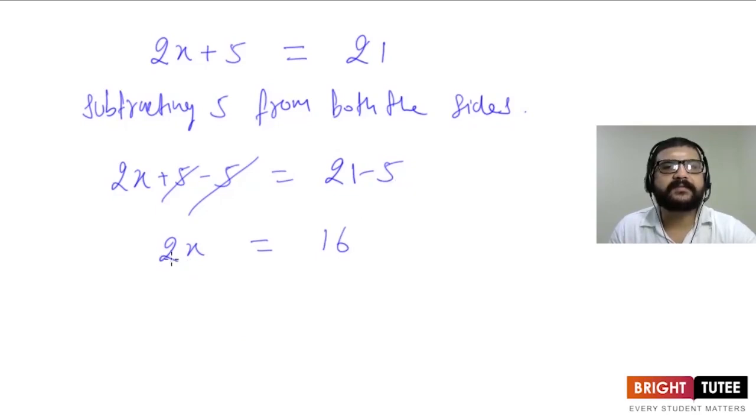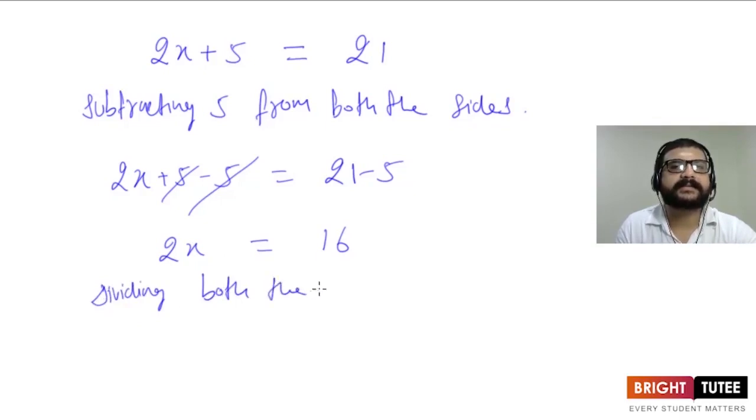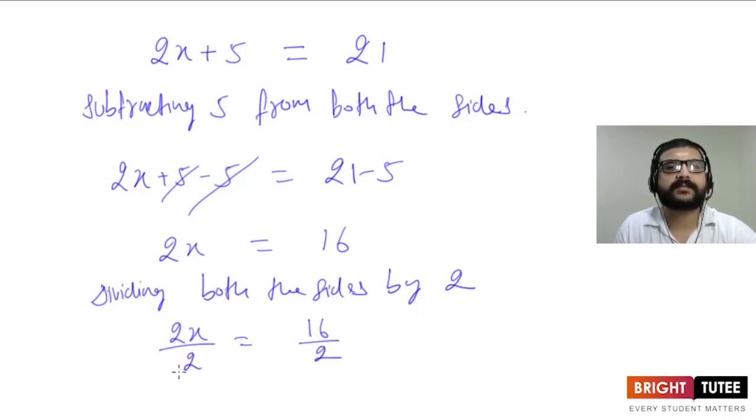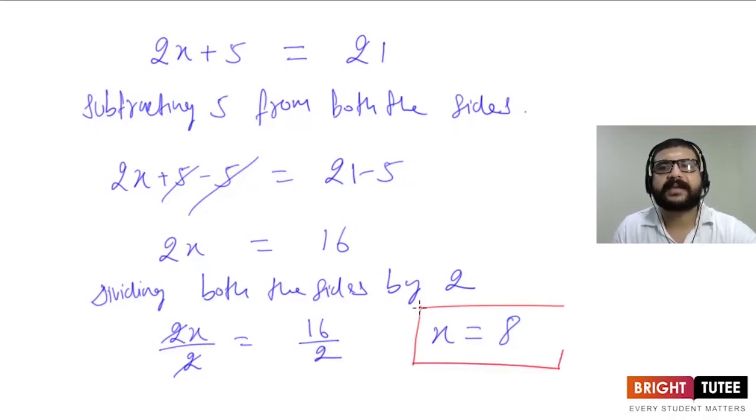Now we have to get rid of this 2 written with x. What we can do for that? We can divide both the sides by 2. Now this will give us 2x upon 2 is equal to 16 upon 2. Now 2x upon 2, we can cancel this 2 with this 2. We will get x is equal to 16 upon 2, which is 8. So the value of x we are getting from here is 8. X equal to 8 is the solution of this equation.